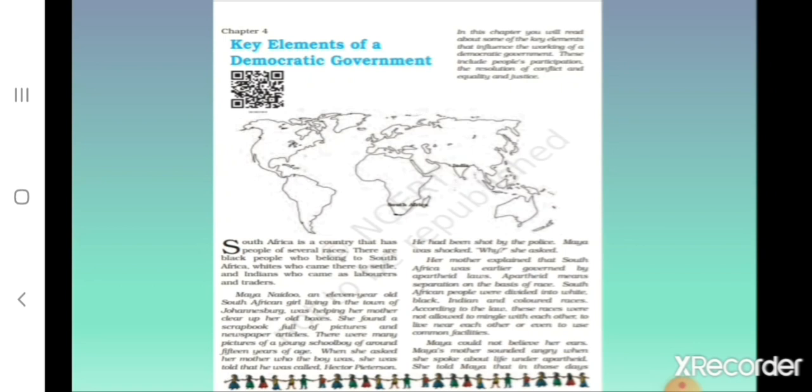Children, what do you mean by apartheid? Apartheid means separation on the basis of race. That is, South African people were divided into white, black, Indian and colored races, and they were not allowed to mingle with each other or to live near each other or to even use common facilities.